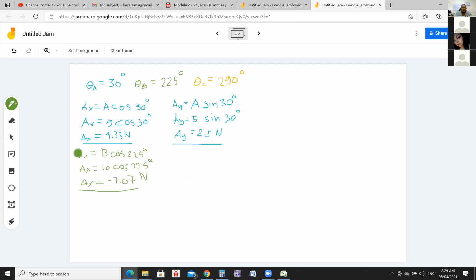Anyway, expected sad nga negative ang BX. Sorry class ha, na sipyat ko. BX ni siya. Sunod, BY, it is expected sad nga negative sa itong answer. So let us try. BY is equals to B sine of theta B, which is 225. BY is equals to, ang B na to is 10.